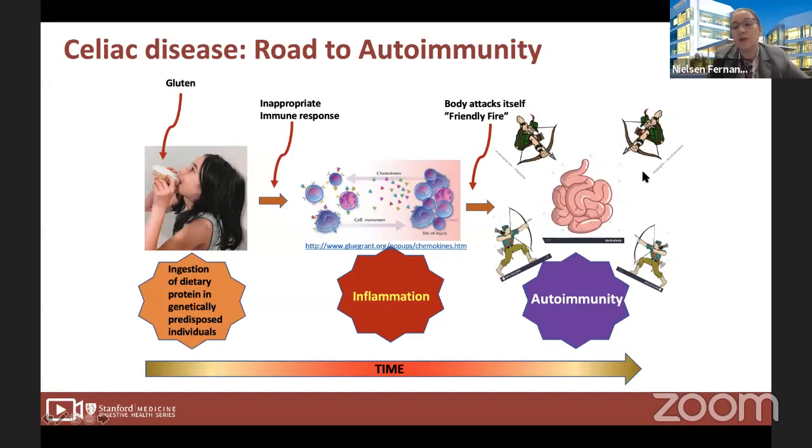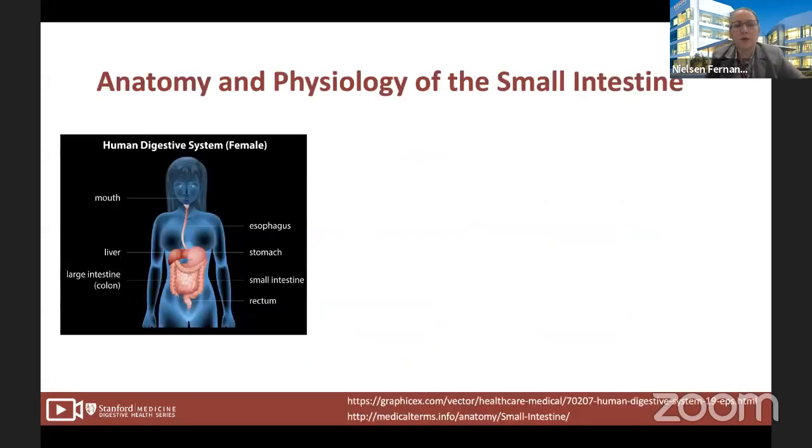Here, they're represented by these archers that are taking aim at the small intestine. This is a situation where I kind of call friendly fire, because the immune system is doing everything it can to protect you, but the consequence is that your own body is attacked. So to understand the consequences of this, it's important to understand some basic anatomy and physiology of the small intestine.